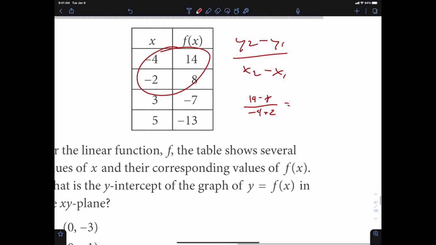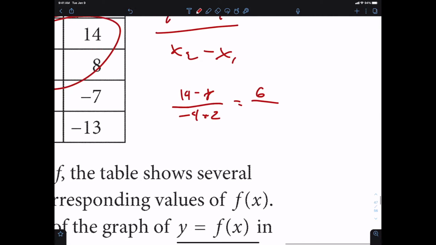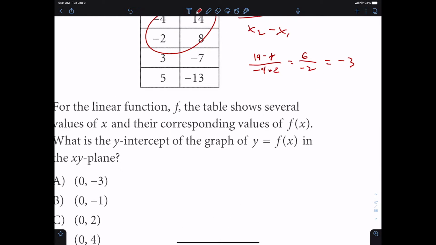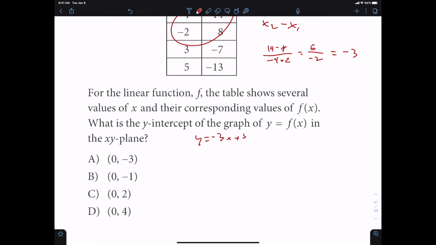That's going to be 6 over negative 4 plus 2, which is negative 2, so the slope is going to be negative 3, right? So let's go ahead and fill that into our y equals mx plus b. Y equals negative 3x plus b. Now to find b, all we have to do is plug in any of these points. Let's go ahead and plug in 3 comma negative 7.